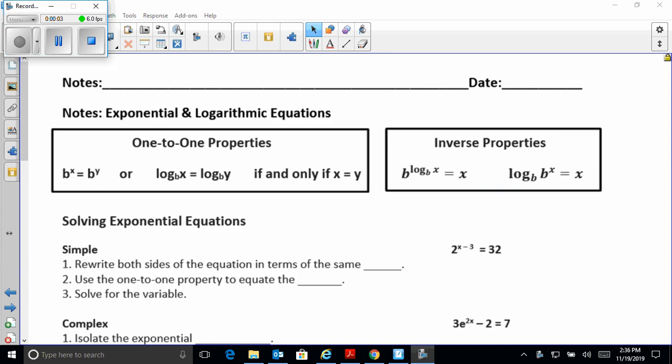All right, today we're going to be solving exponential and logarithmic equations. What are those? Those are equations that have exponential functions or logarithmic functions in them. A couple properties to remember: a one-to-one property.